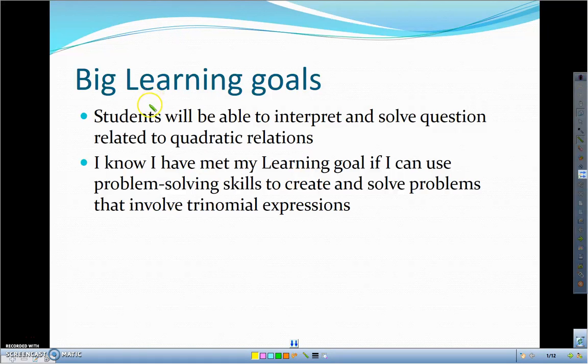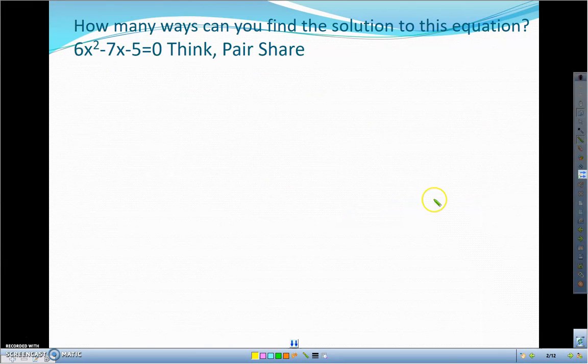Alright, we're going to be looking at the quadratic equation today, and by the end of this you should be able to interpret and solve questions related to quadratic relations. Specifically, we're going to look at equations which don't have nice numbers which will allow us to factor. Our ultimate goal in this unit is to create and solve problems that involve trinomial expressions, which is what we're doing here. So how many ways can you find a solution to this equation?